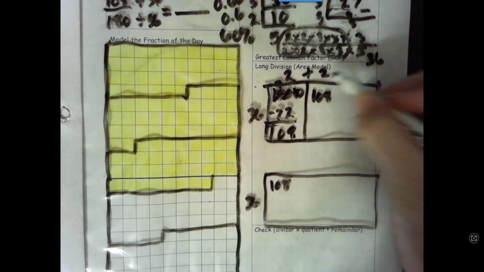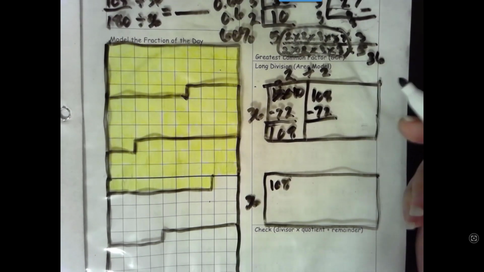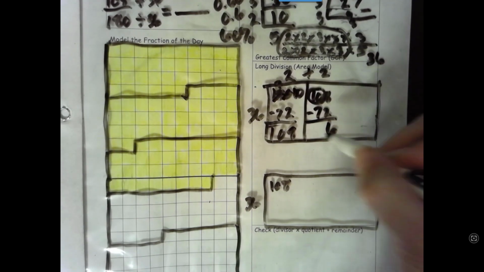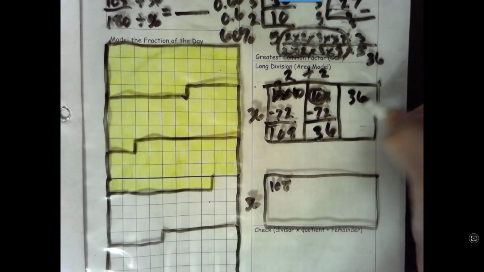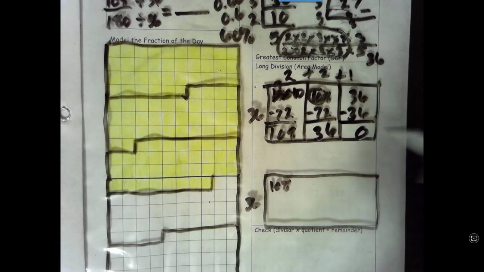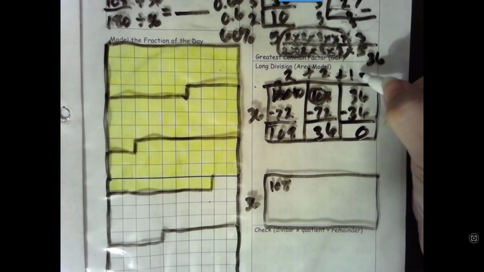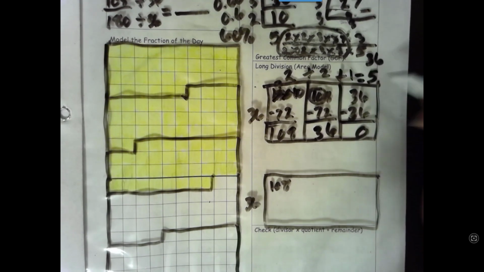So I'm going to do another group of 2. I have more on top, no need to stop, and then this is just 10, take away 7, which is 3. And then I could do 1 group of 36. Numbers the same, 0 is a game. Add up our partial quotients. 2 plus 2 is 4, plus 1 is 5.